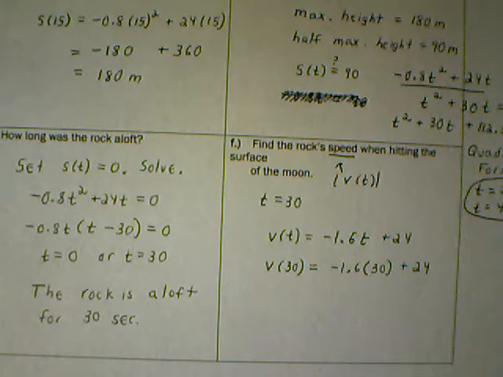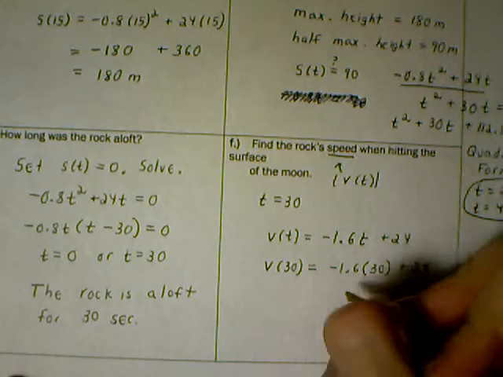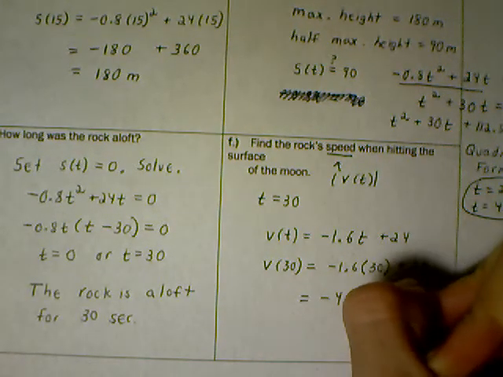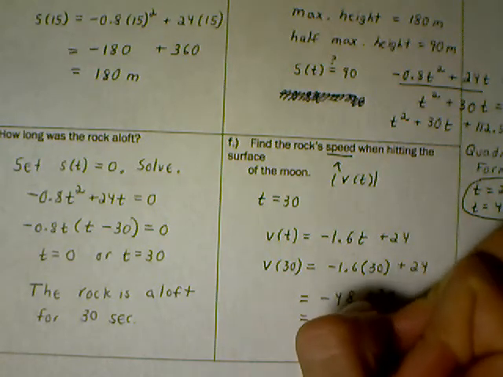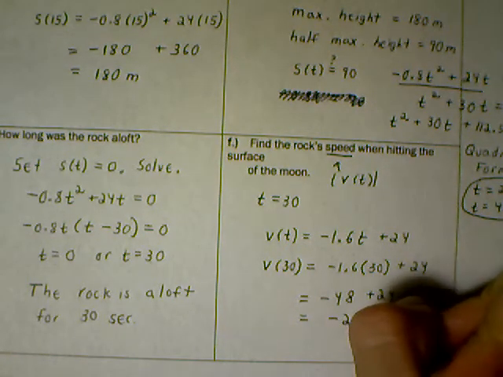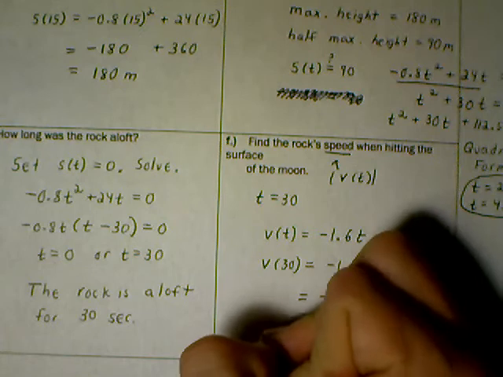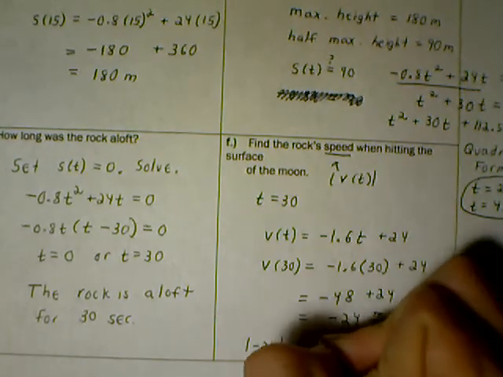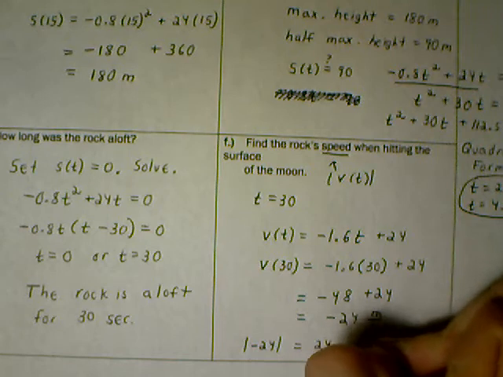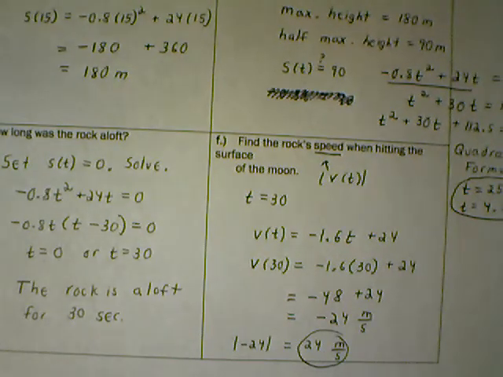Let's go ahead and do that real quick. So I'm going to have here 1.6 times 30, so here I have negative 48 plus 24, and I get negative 24 meters per second. Now, it asks for speed, so I have to take the absolute value. So when the rock is hitting the ground, it's traveling at 24 meters per second. This concludes the second video on position, velocity, acceleration, and projectile motion.